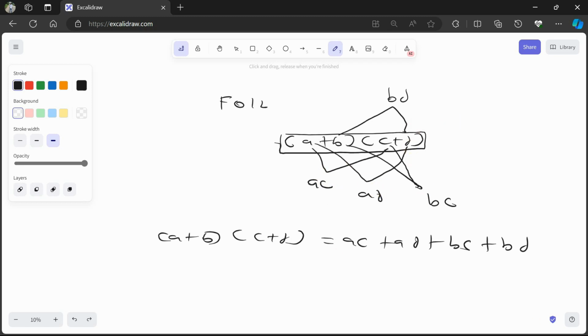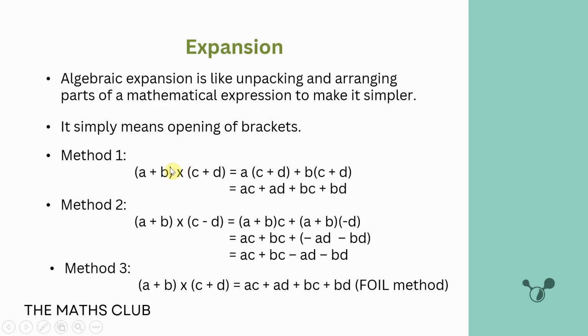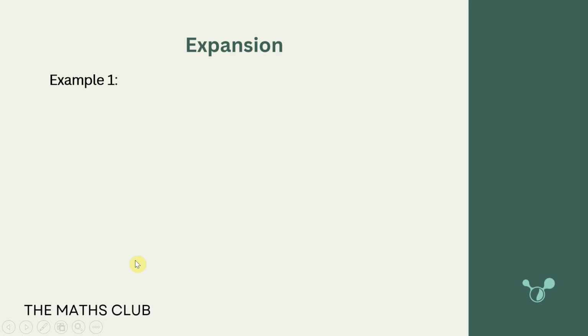So we've talked about the 3 methods. First method is that you repeat the second guy, then you spread over the first guy. The second method is that you repeat the first guy and spread over the second guy. And then the third one is using the FOIL method. Let's look at an example. So this example says that we should expand (2x - 5)(x - 3). I want you to pause the video and try this out yourself.